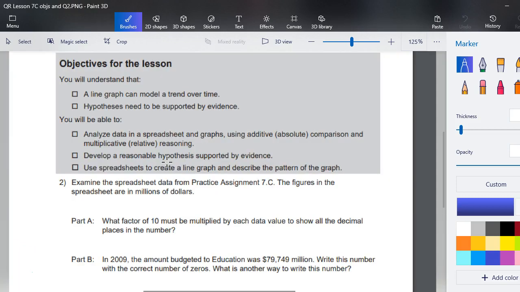The objectives for this lesson are: a line graph can model a trend over time. Hypotheses need to be supported by evidence. On question 1, you wrote down some thoughts. Maybe you wrote that now less money is spent on agriculture, or that more money has been spent on space exploration. And space exploration can go up and down based on the priority. And so you've got inflation, you've got changes, we've got all sorts of things going on.